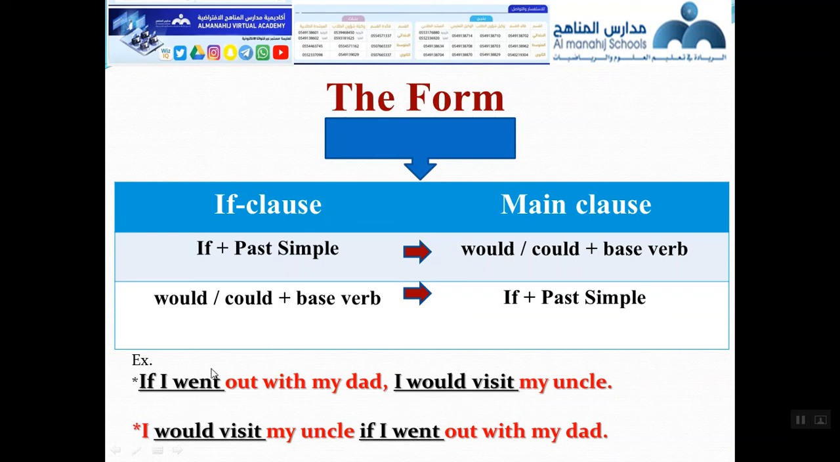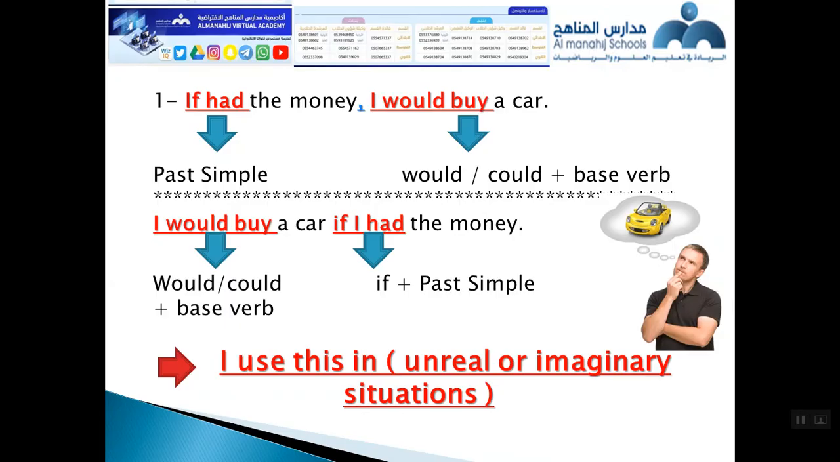Here is an imaginary situation. He didn't go out and he didn't visit his uncle, but he talks about an imaginary situation. If I went, إذا كنت ذهبت مع الوالد كنت زرت عمي, but he didn't go and he didn't visit his uncle. Look here.